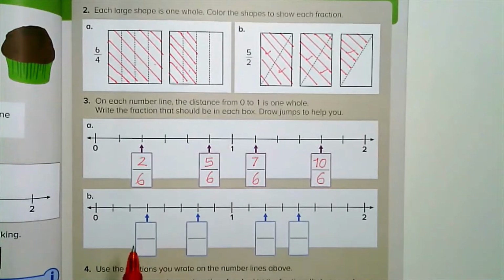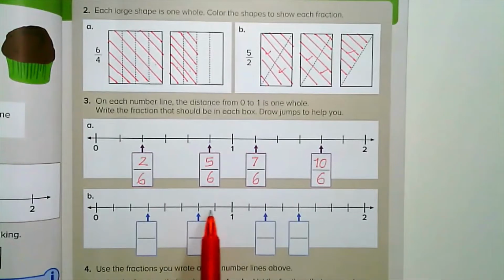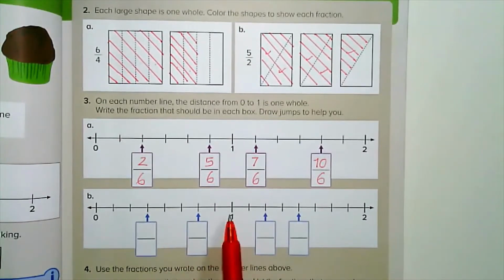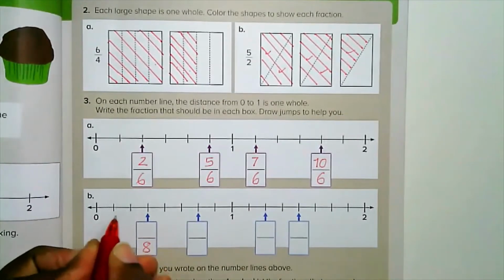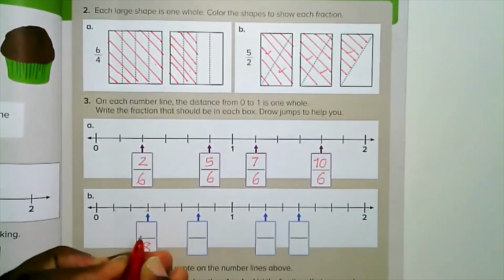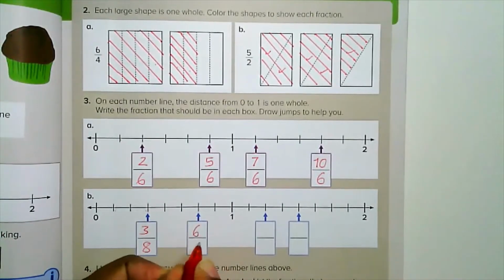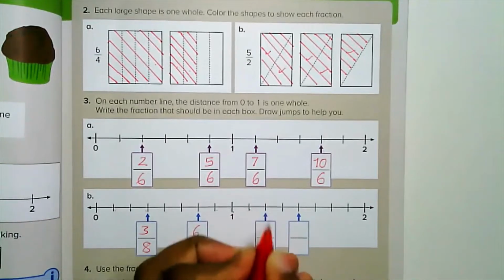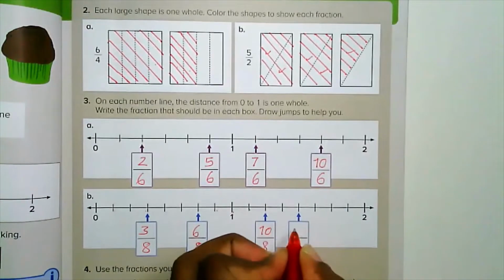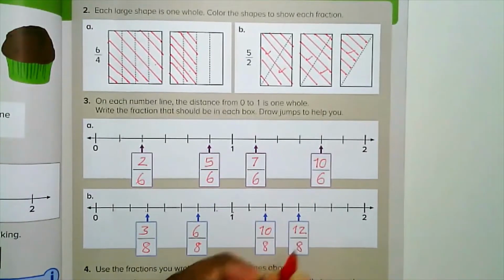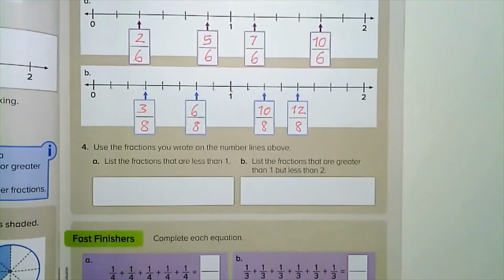Now part B. Let's see, split into how many? 1, 2, 3, 4, 5, 6, 7, 8. So a whole is split into 8. The denominator will be 8. Then what fraction is this? 3 eighths. 6 eighths. 10 eighths. 12 eighths. Now let's go on to number 4.